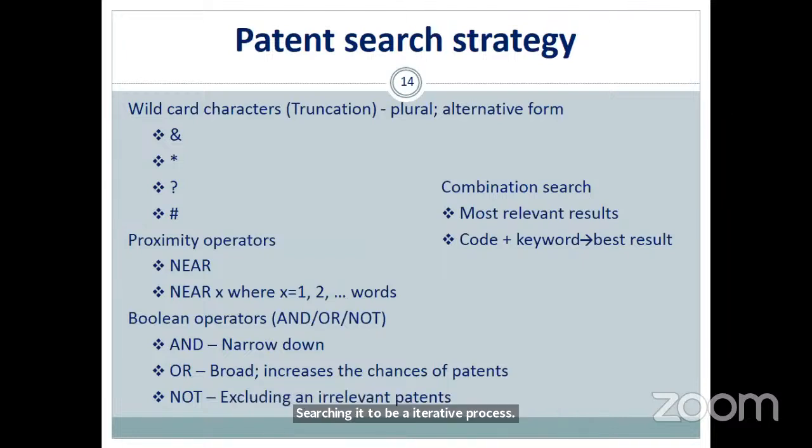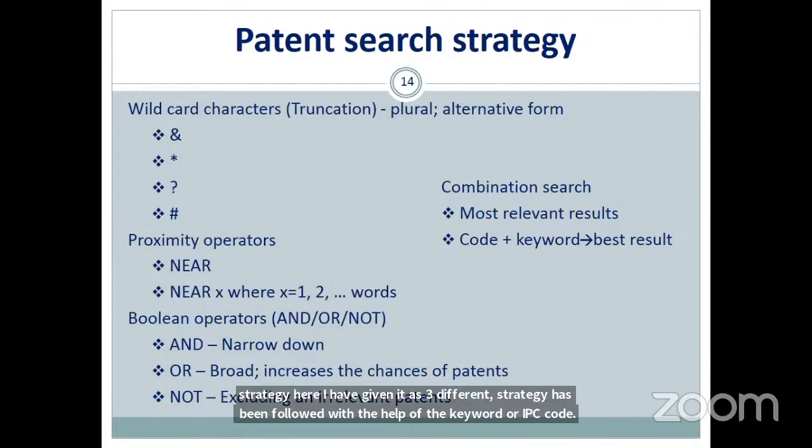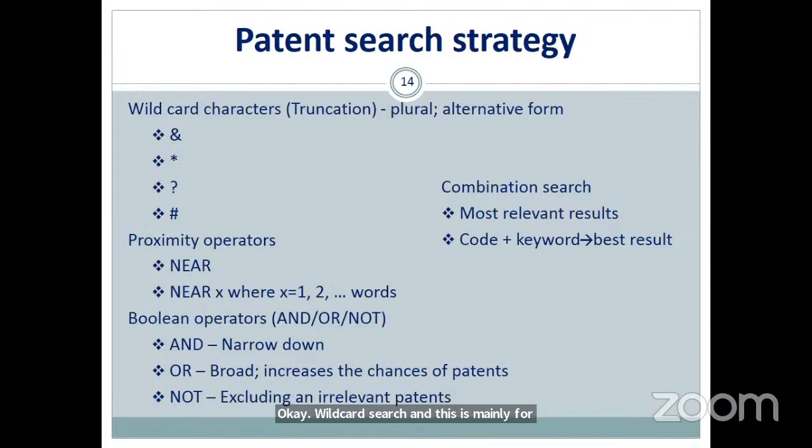So for patent search strategy, here I have given 3 different strategies that are followed, with the help of the keyword or IPC code. Wildcard search is mainly for truncation or plural forms. As hands-on also I can provide it. Ampersand is sometimes followed. In the US Patent Office, you have to use this ampersand.